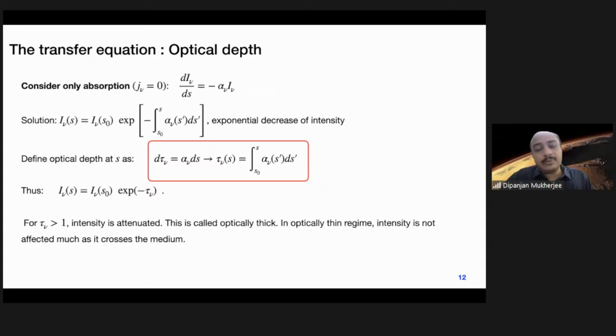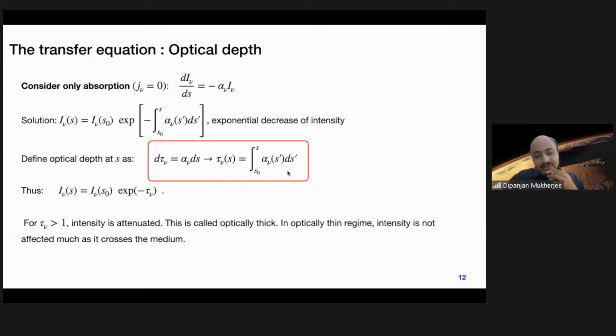Now we will talk about some of the solutions of the transfer equations. First of all, forget the time-dependent part and also forget emission. Let's just focus on absorption. So dI nu ds is minus alpha nu I nu. A very simple integral gives an exponentially decreasing function. What it shows is, if you have an incoming intensity passing through a purely absorbing region, the intensity decreases along that path length exponentially, and the integrand inside the exponential is the integral over alpha nu ds.